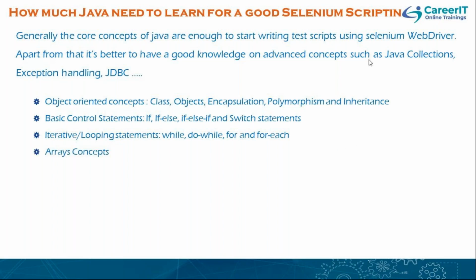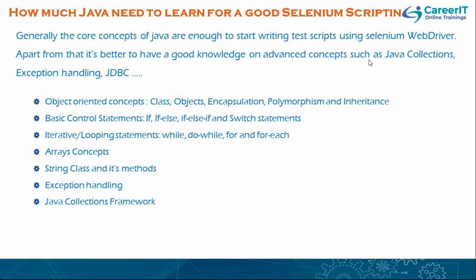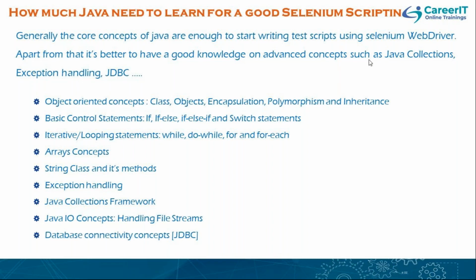And you also need array concepts, how to group the elements. And you need the string class with its methods, how a string can be manipulated. And finally exception handling is one of the most important things. And the Java collection framework is one of the important topics to be learned as part of Selenium Java. And Java IO concepts, that is how to read text from a particular file and how to write data back to a file. All these file IO concepts you should learn. And finally database concepts, how to connect to a database, you also need to learn.